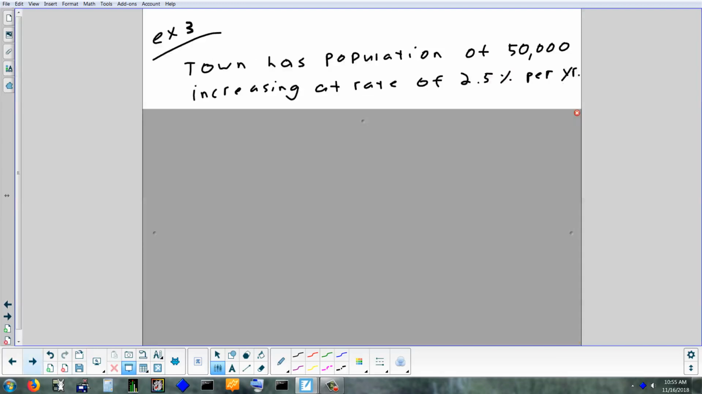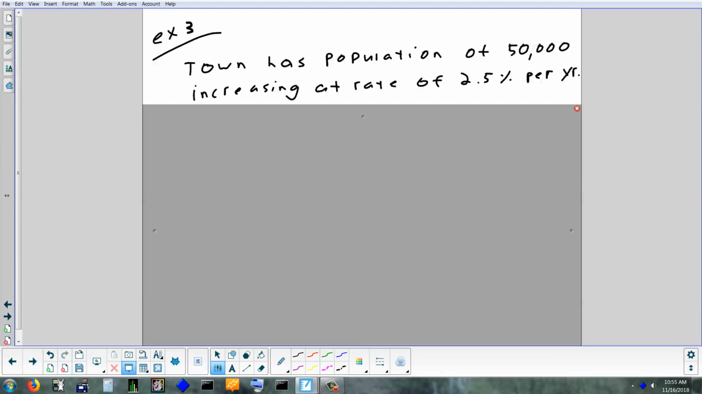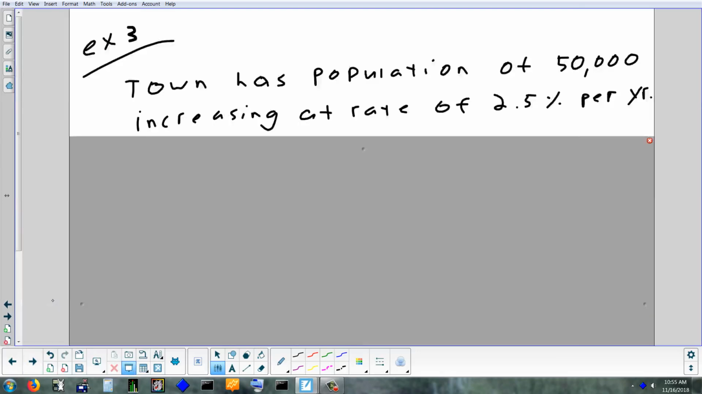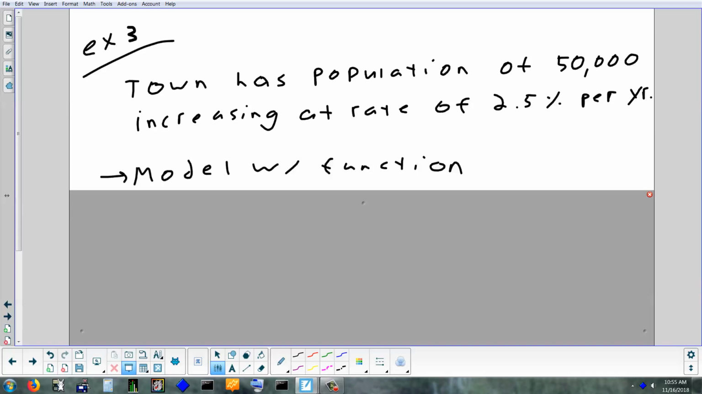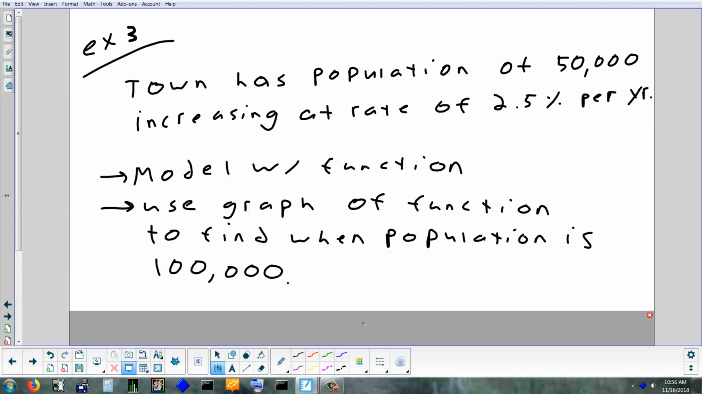Okay? Let's look at an example. We're going to solve this with the calculator. I don't think you'll need it. You can just watch me do it. It's nothing new. All right, so this town has a population of 50,000 people going up at 2.5% every year. Okay. First thing they want us to do is basically write an equation that represents this. And then we're going to use a graph to figure out when the population hits a certain amount. This is actually a pretty common problem. We're figuring out when the population is going to double. Exactly double.